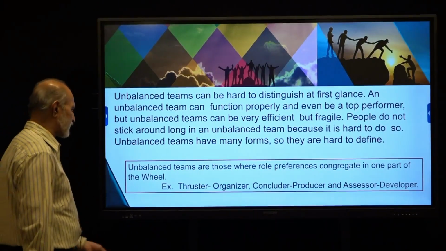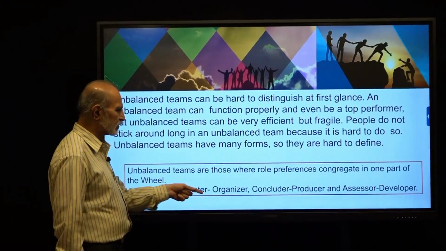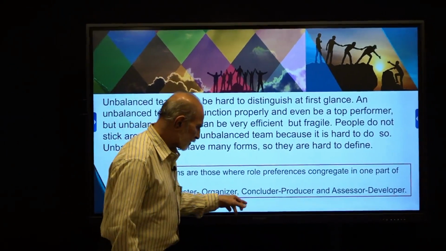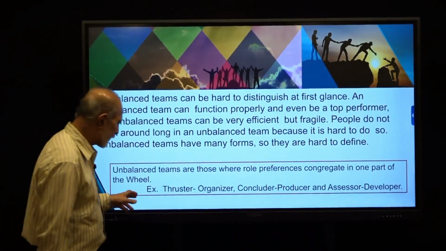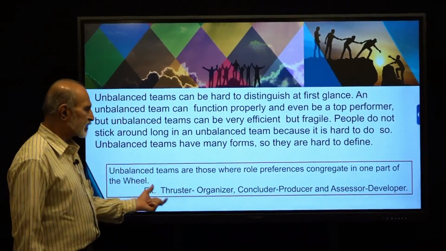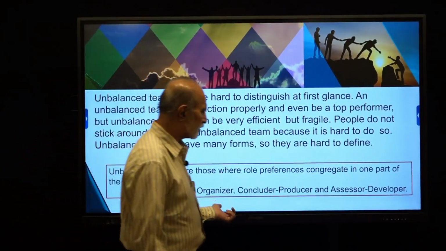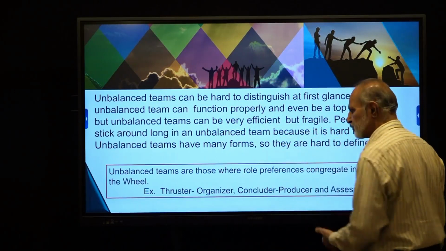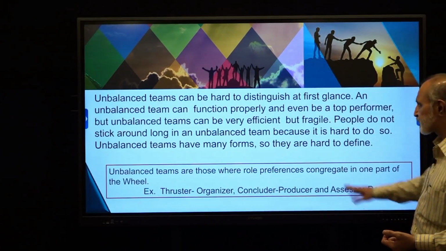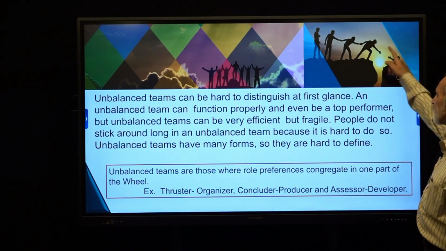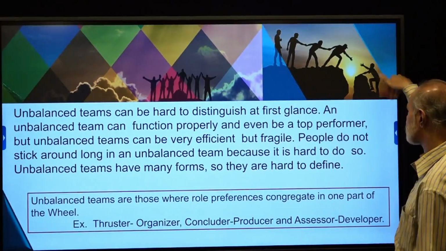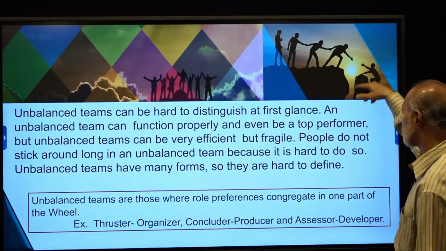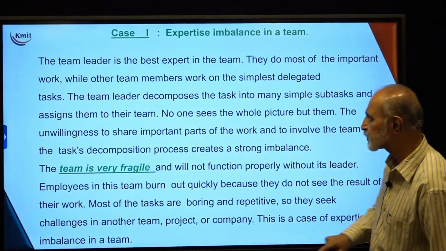So who takes the decision? Naturally the person who is a trustee, a person called a concluder, a producer, an assessor, or a developer. These are all examples of an unbalanced team where only one person or a few people take the decision and everybody has to follow. So this is what we call unbalanced teams. If you look here, there are four people who are cooperating, but another person is on the other side, so naturally an imbalance is there.